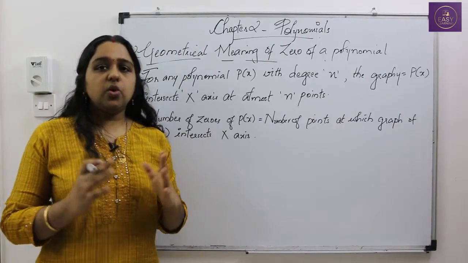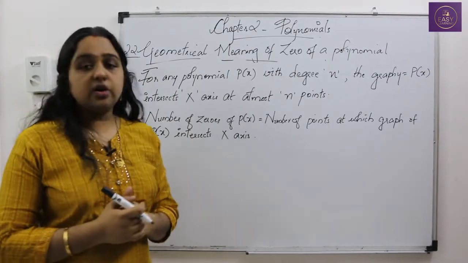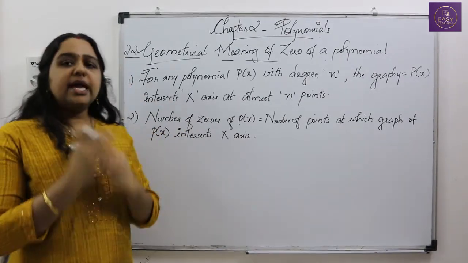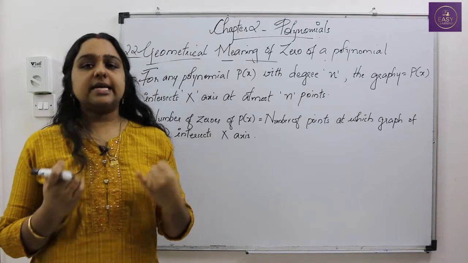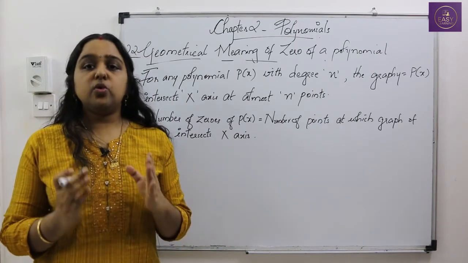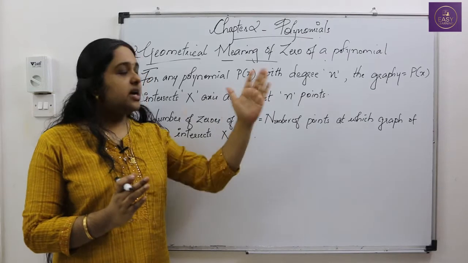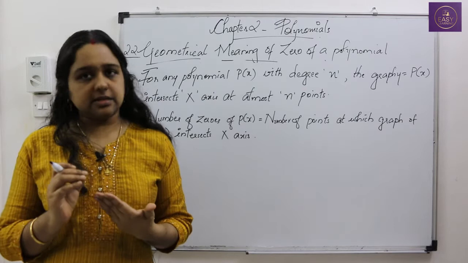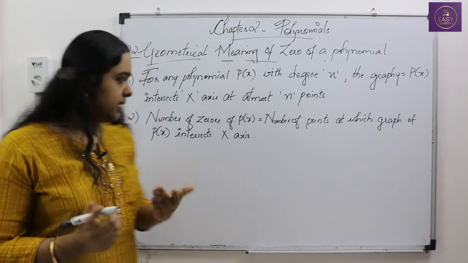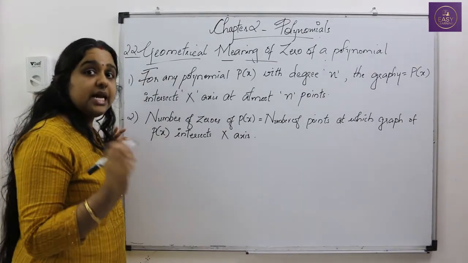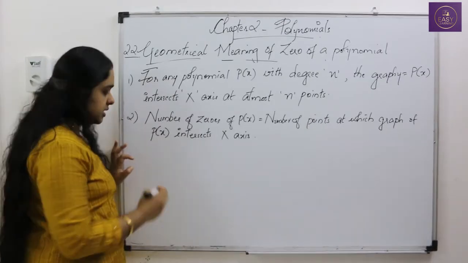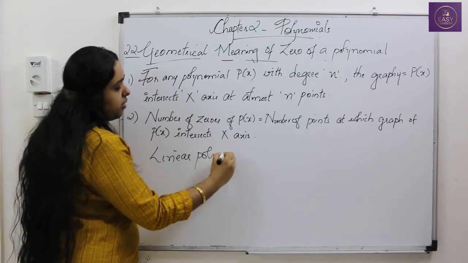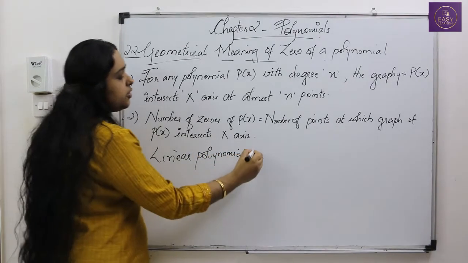So let's generalize the whole concept of the graphical or geometrical meaning of zeros of a polynomial. The first thing is, for any polynomial p of x with degree n, there will be at most n points where the graph of p of x will intersect the x-axis. Now let's consider a linear polynomial. You know what a linear polynomial is? What is the general form of a linear polynomial?